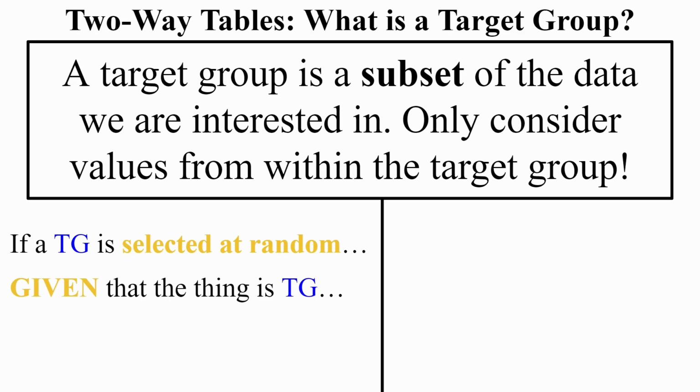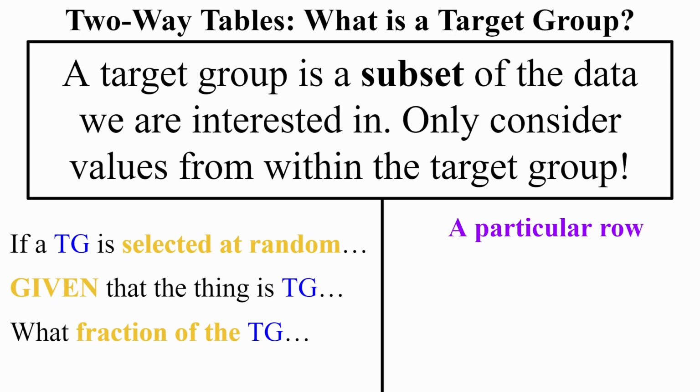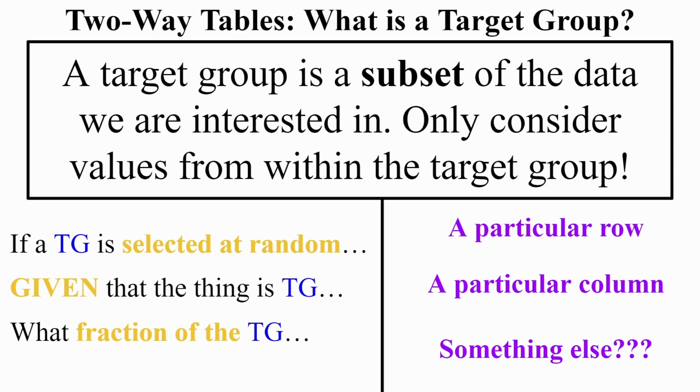This keyword given, the words that come after that tell you the target group. So given that this person is blank, that's your target group. And sometimes you'll see this phrase as a fraction or a proportion. What fraction of the blank? And that's your target group. So you see these keywords tell you what to pick out as the target group. Now, the target group is very often a particular row in the table, a particular column in the table, or sometimes it's something more complicated and you have to think a little bit harder. We'll go over problems for all of these.